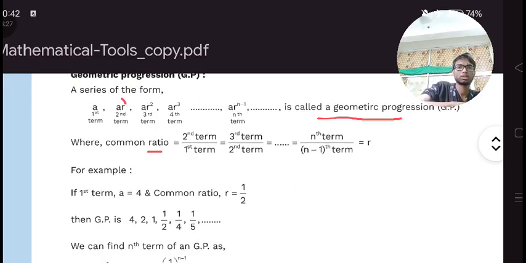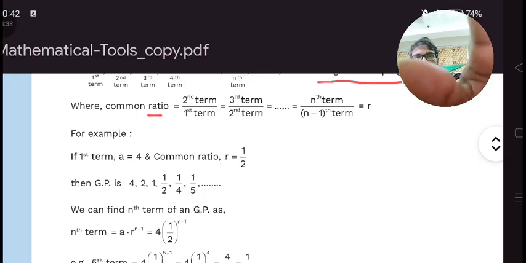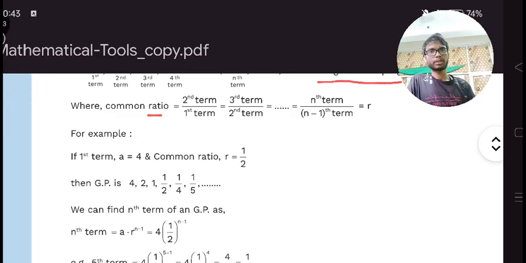For example, first term, hold on. So to get a ratio, just divide second term by first term. Nth term upon n minus 1th term is equal to r. Okay, so that is how you will get a ratio.